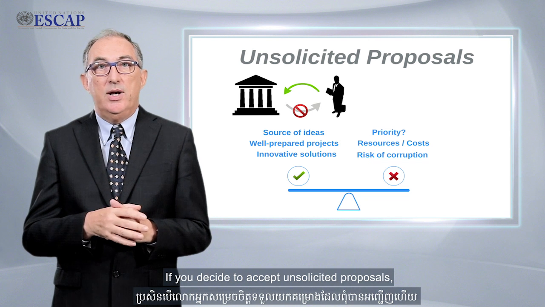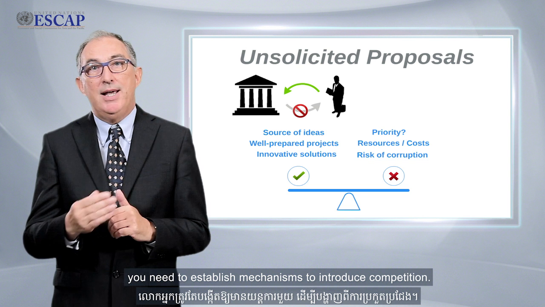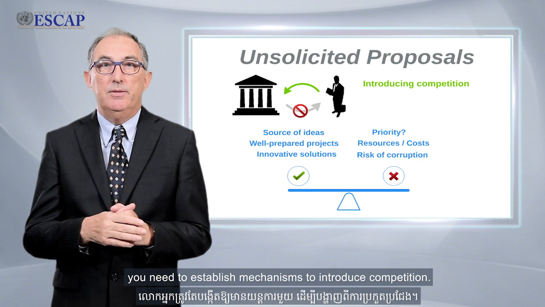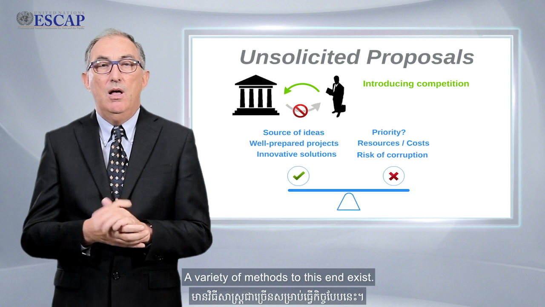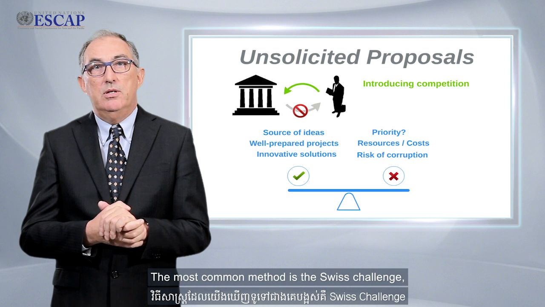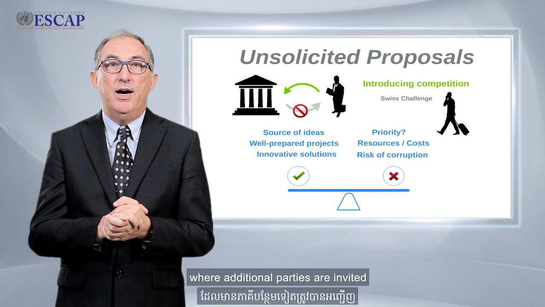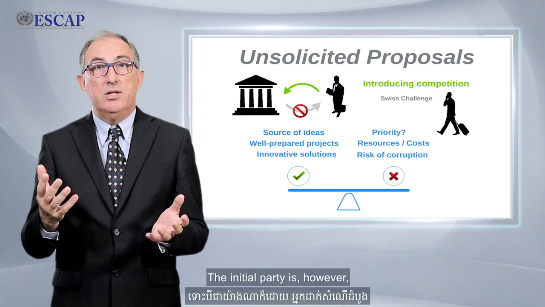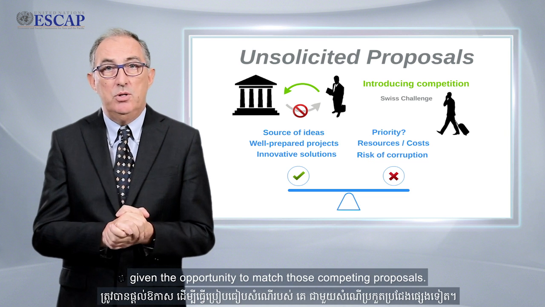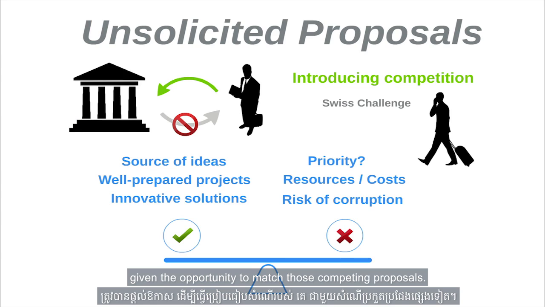If you decide to accept unsolicited proposals, you need to establish mechanisms to introduce competition. A variety of methods to this end exist. The most common method is the Swiss challenge, where additional parties are invited to submit competing proposals. The initial party is, however, given the opportunity to match those competing proposals.